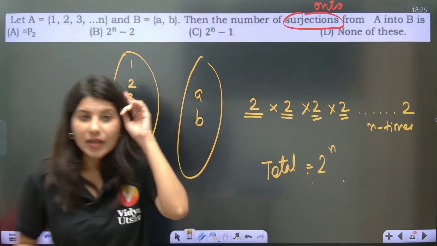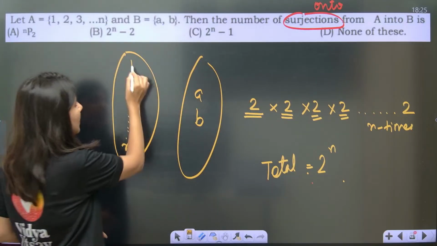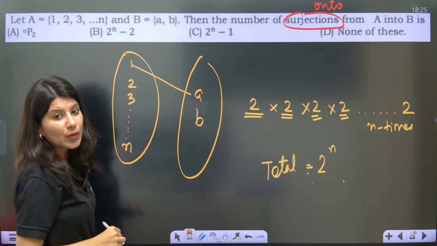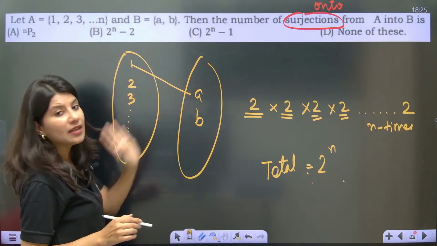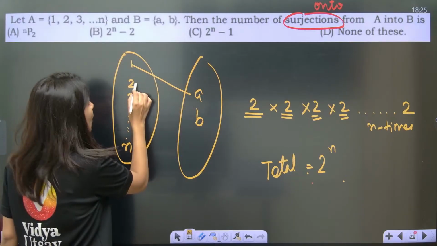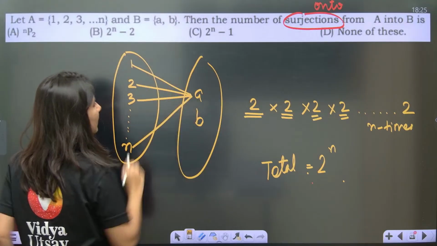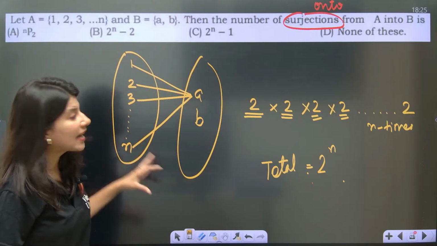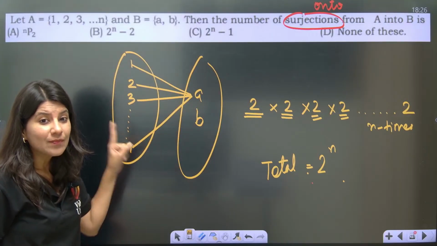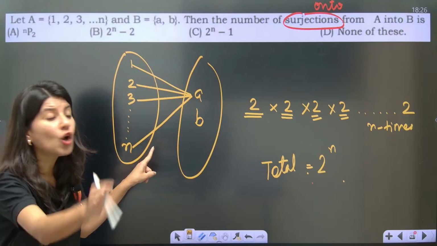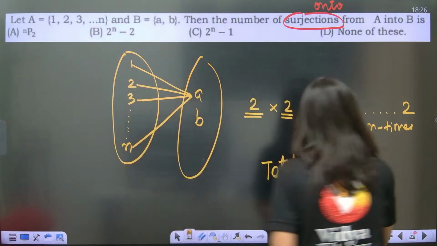But you know what? There will be one case where what will happen? 1 has 2 choices, right? So 1 will decide that I will be attached to A. 2 will also think, okay, A. 3, okay, A. 4 and everything. So basically all the numbers will decide to go with A. In that case, can you see this particular case is not at all an onto function. So this one case I have to subtract.